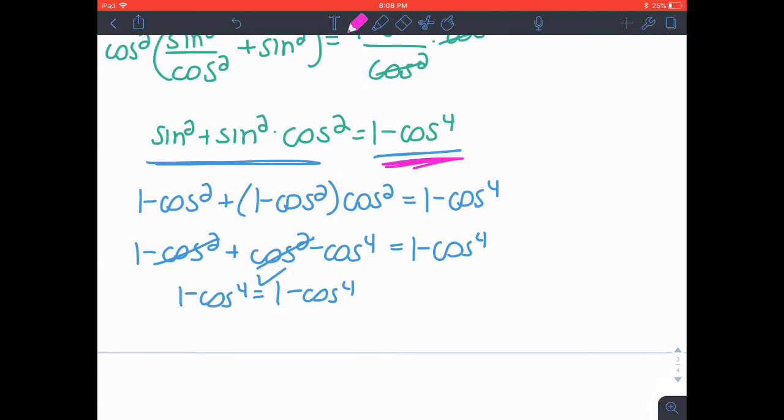Now this was one way to do it. You could do it many different ways. You could have replaced the cosine to the 4th with cosine squared times cosine squared, and replaced one of those cosine squareds with 1 minus sine squared, and then the other cosine squared with 1 minus sine squared. You could have done it in many different ways. But this was just one way.